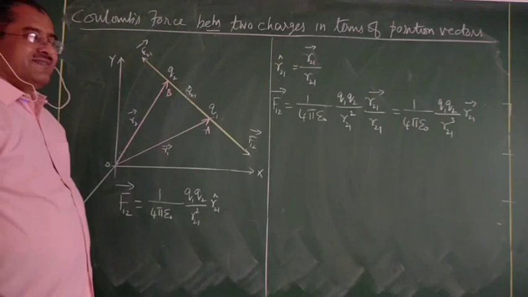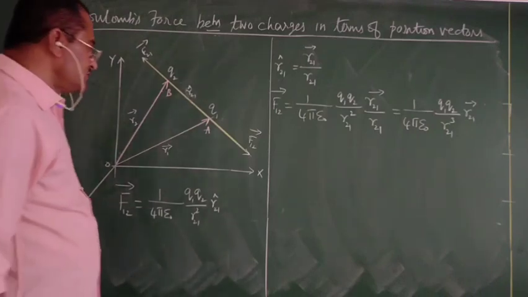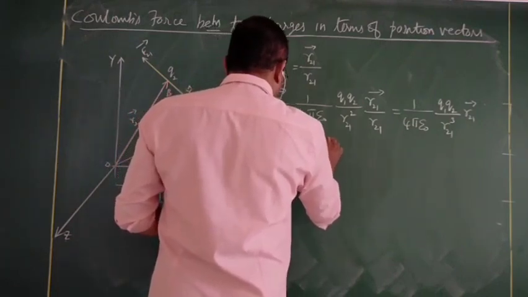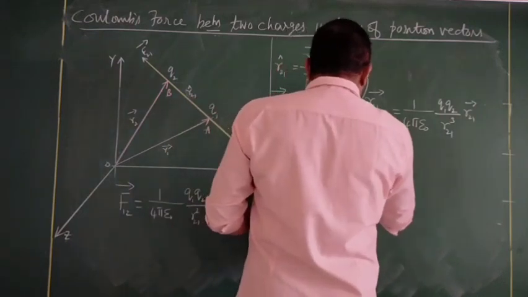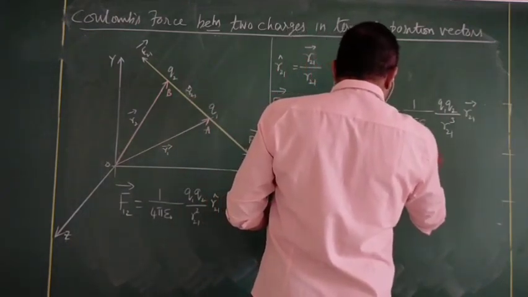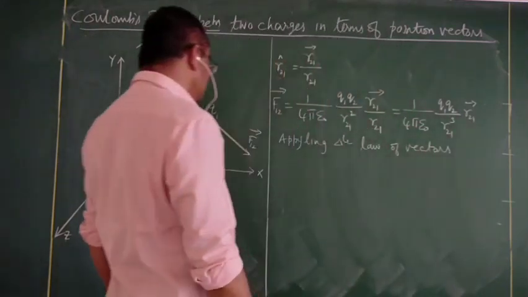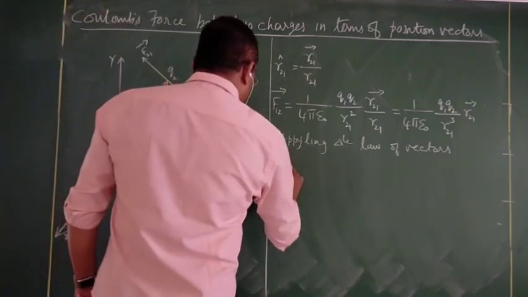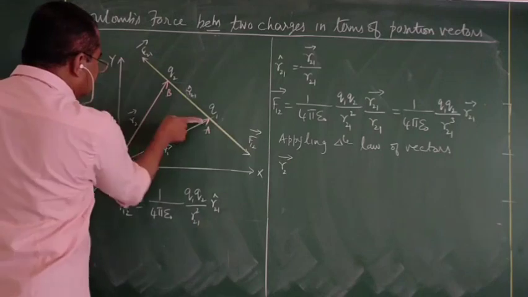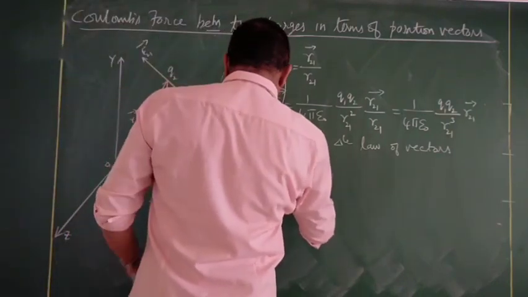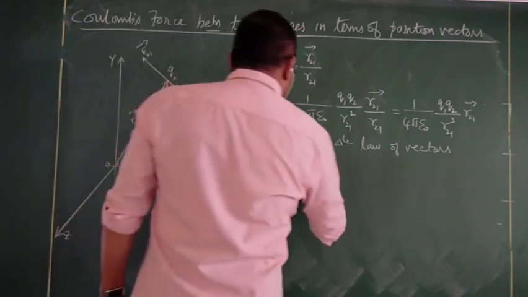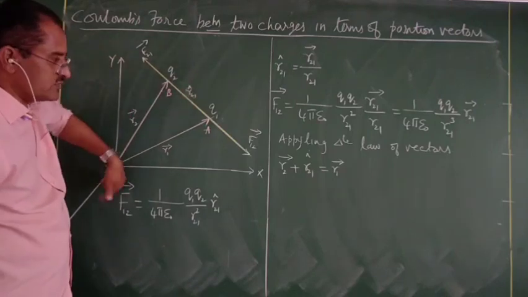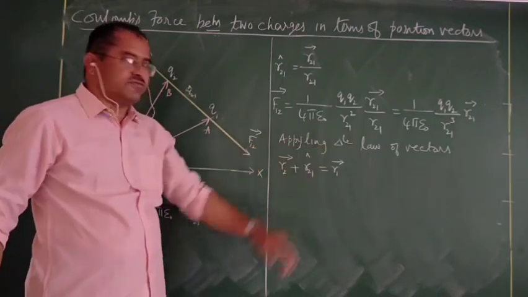Now, we test a little bit of mathematics you have studied in plus two, that is, applying the triangle law of vectors. What I am doing? See, I am taking this triangle. R2 vector plus R21 vector will give me R1 vector. This is the triangle of vectors.